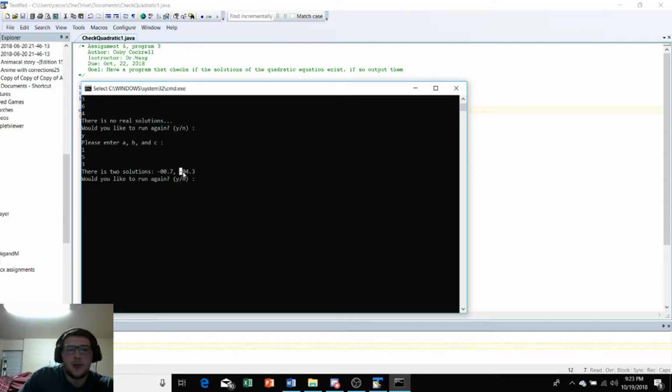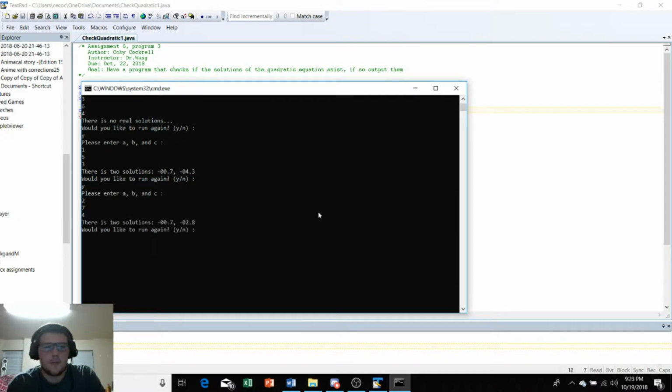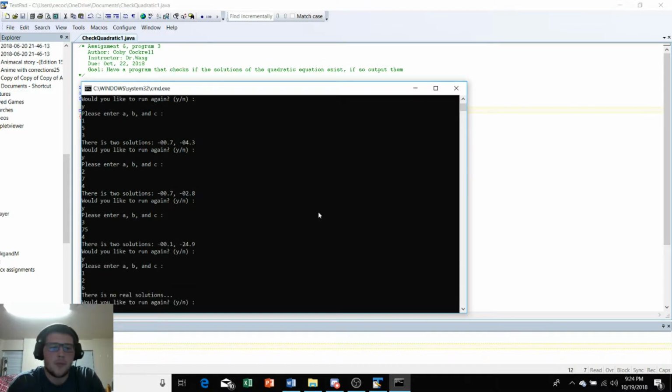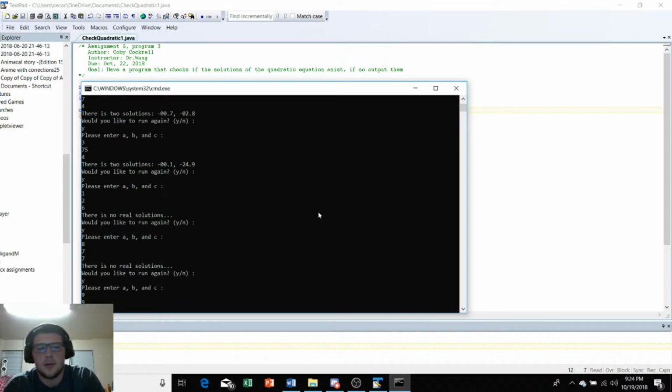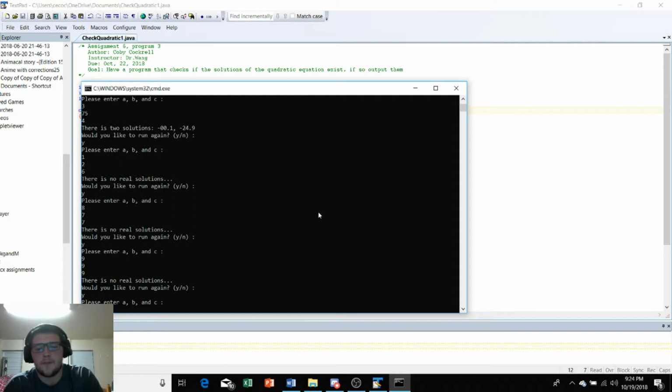Negative 0.3. Sure, I'll run again. This time, let me do. Did I do the same thing? I didn't. That's amazing! If you guys don't know what I did, I entered in something very, very similar to the last one. There we go. As you can see, it's starting to work now on our solutions.